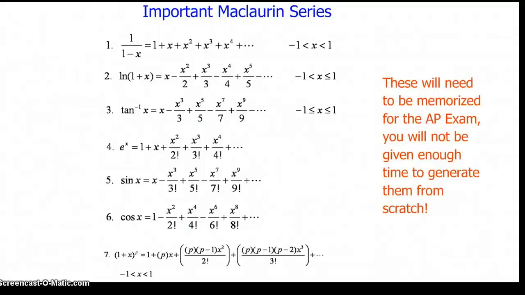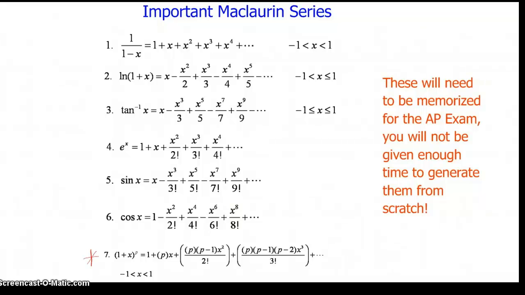You are responsible for knowing these 7 Maclaurin series. The one for 1 over 1 minus x shows up a lot on the AP exam, as does e to the x, sine of x, cosine of x. Less often, but still often enough that I want you to know them, are numbers 2 and 3 here, the natural log of the quantity 1 plus x, and the tan inverse of x.